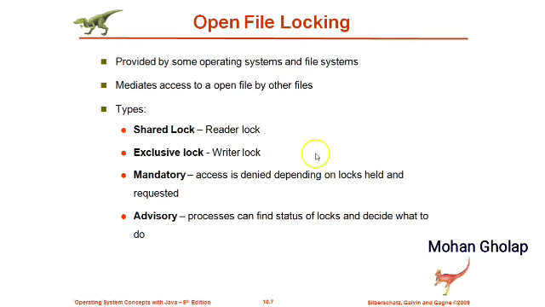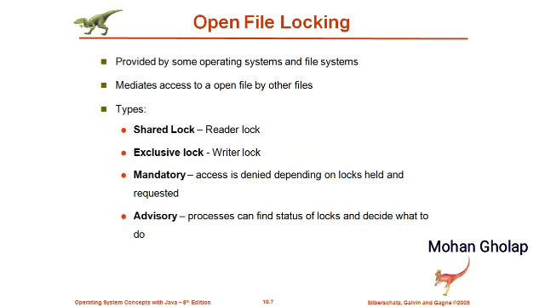Next we'll see open file locking. This is again a facility provided for file protection. Whenever a file is opened, there is a way by which you can impose restrictions on the corresponding open file for the other processes. This is called locking. It is provided by some operating systems and file systems and mediates the access to an open file by other processes, because as we saw, a particular file is a shared one, so it can be shared by a number of other processes also.